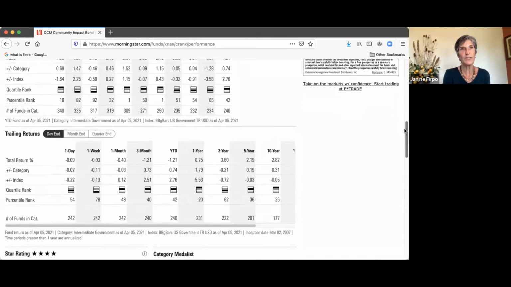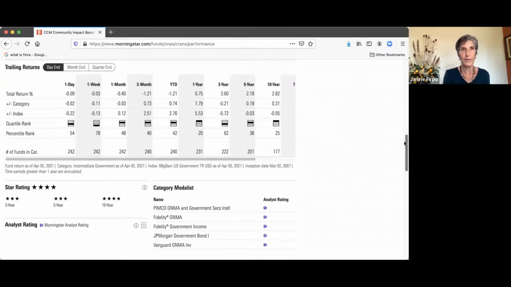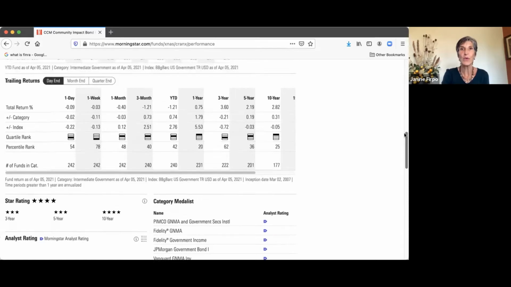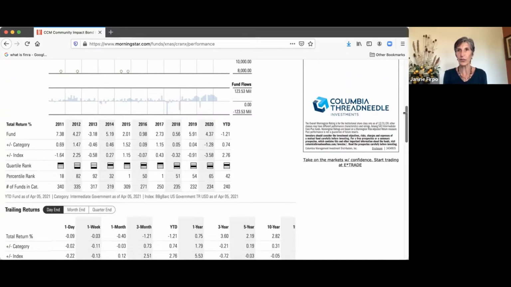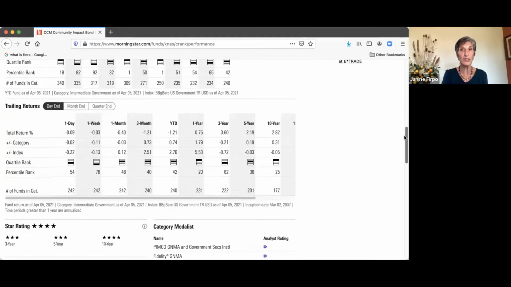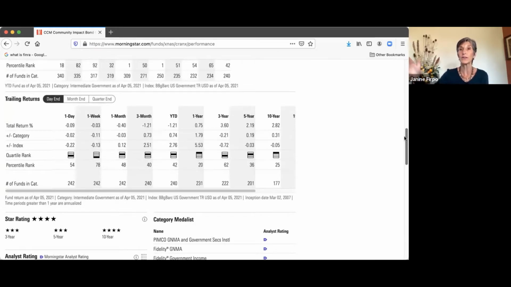And then if you go down farther, you will see something called trailing returns. And these are really interesting because what a trailing return does is it will actually tell you how that particular fund or stock or whatever it is that you're looking at is performing from today back a year. So this, the total return, shows you what you would have made from the beginning of a calendar year to an end of a calendar year.